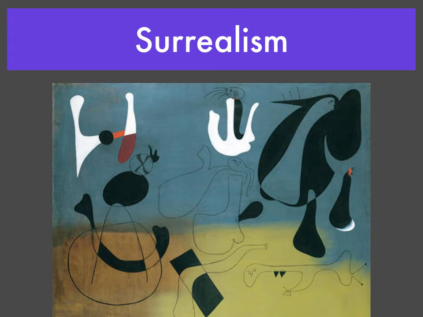Now, the Surrealists are a very interesting group of artists. They would experiment with very many different forms, and they would experiment with different substances, drugs, drinking, to try to bring that unconsciousness up into the conscious world.